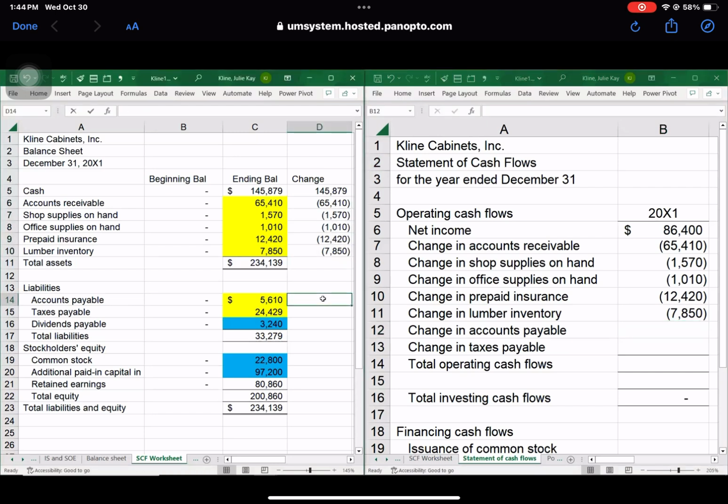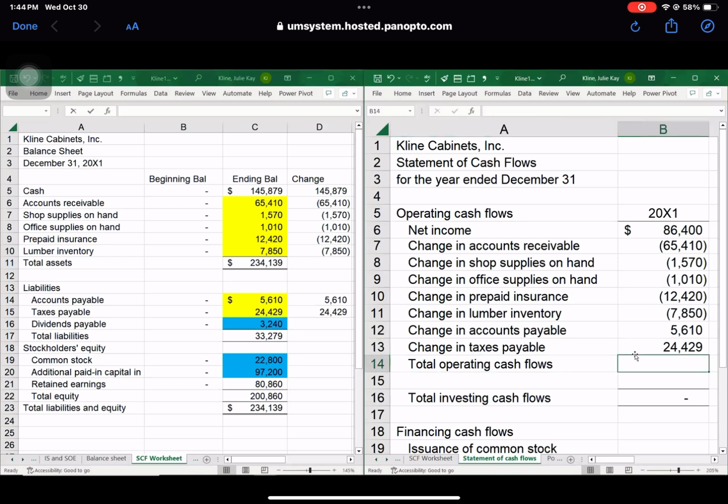If a liability goes up, we add. And so the two liabilities that impact operating are accounts payable and taxes payable. So I'm going to add those changes here. There's a direct relationship. If a liability goes up, you add. Now remember, next year you might have some going up and some going down. So be very careful how that works out.